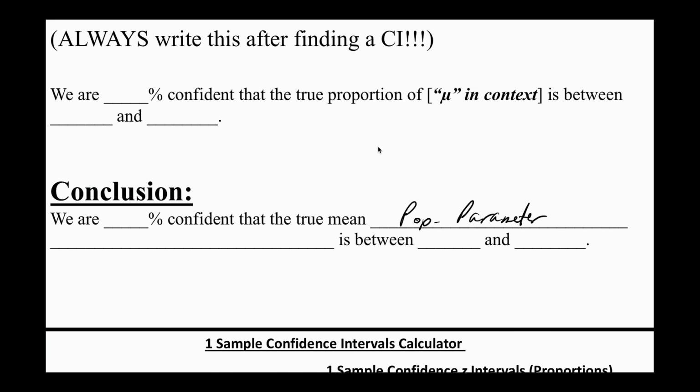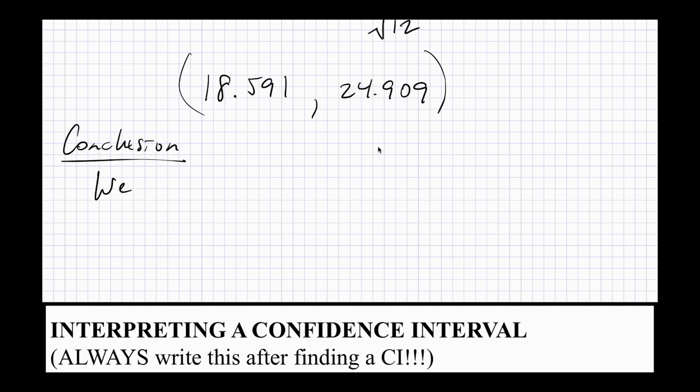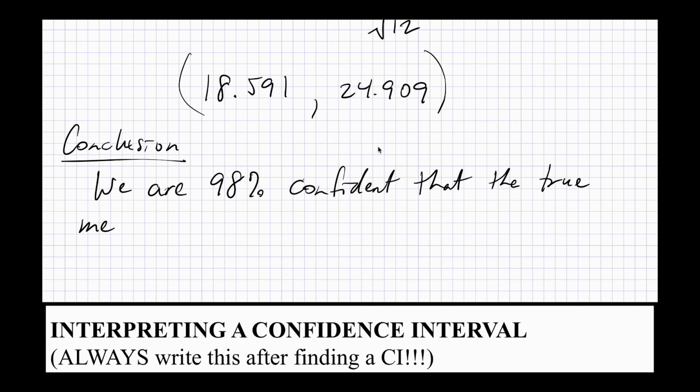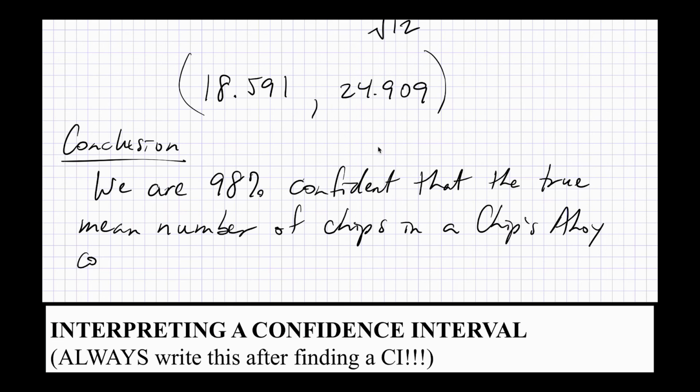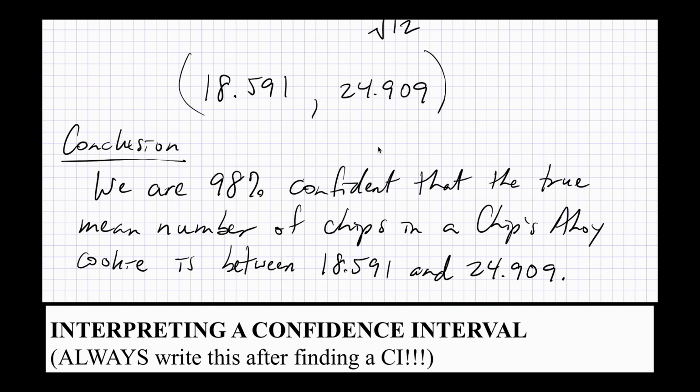So we are blank percent confident. This one, we are 98% confident that the true mean number of chips in a Chips Ahoy cookie is between 18.591 and 24.909. Done.